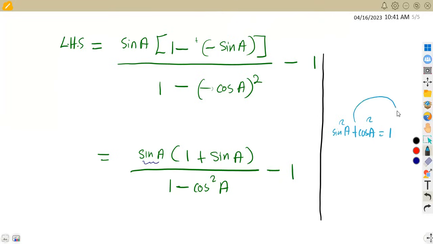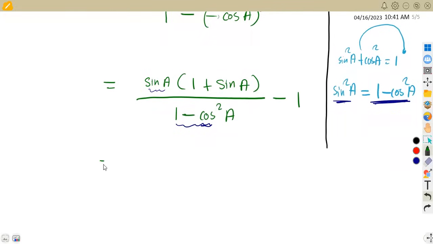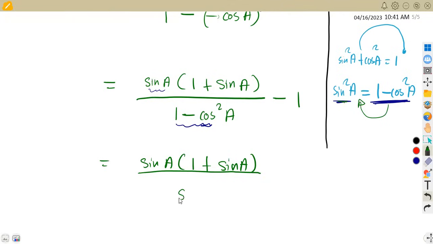So if we transpose the cos to the other side, we are going to have sine squared of A being equal to 1 minus cos squared A. Meaning 1 minus cos squared is the same as sine squared. So we've got 1 minus cos squared here, which is the same as sine squared. So this is going to give us the sine of A into 1 plus the sine of A, everything over sine squared, which is represented by 1 minus cos squared. So this is going to be sine squared A minus 1.